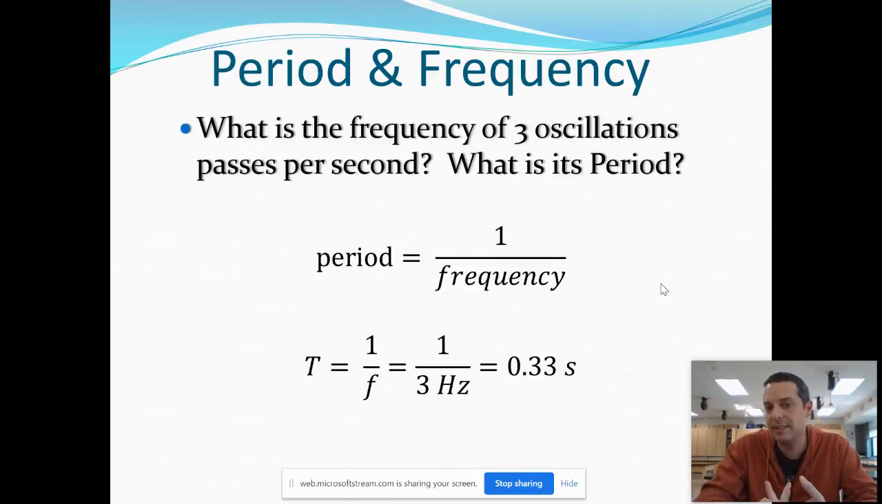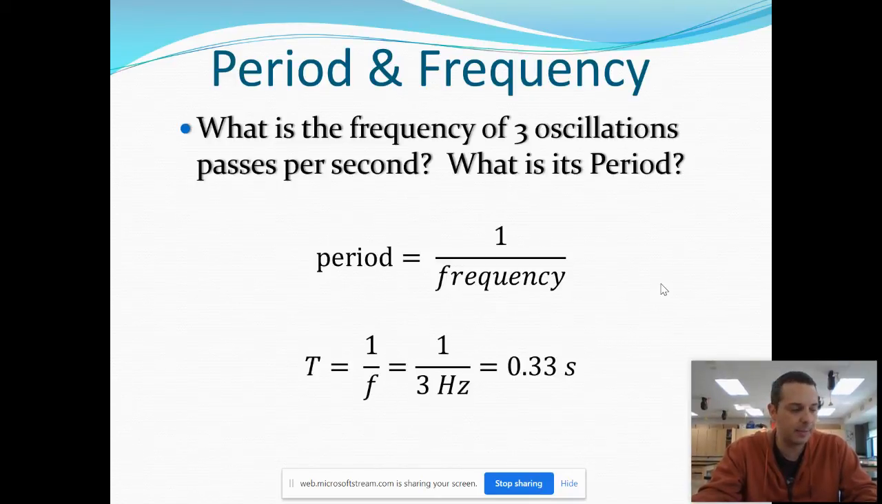Period is always given in time, in seconds. This should sort of make sense in the first place. If you think about 3 oscillations per second, this thing's happening 3 times every second. How long does it take each one to happen? 3 in a second, so each one takes 1/3 of a second, or 0.33 seconds. So not only from a mathematical point of view can we see that the inverse works out, but also if we just keep our wits about us, we can figure out that the period would be 0.33 seconds in this example.